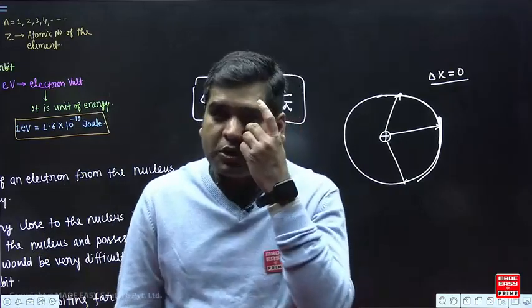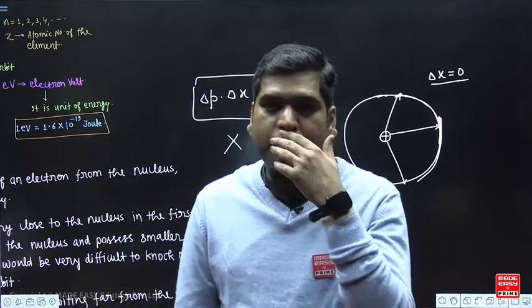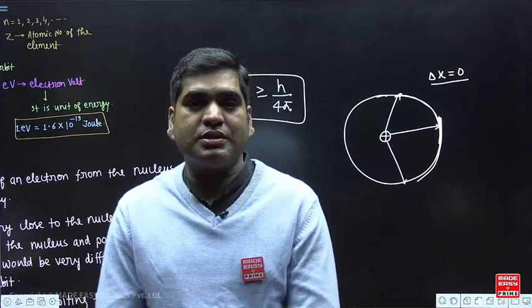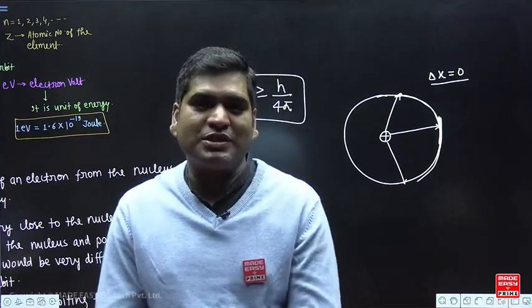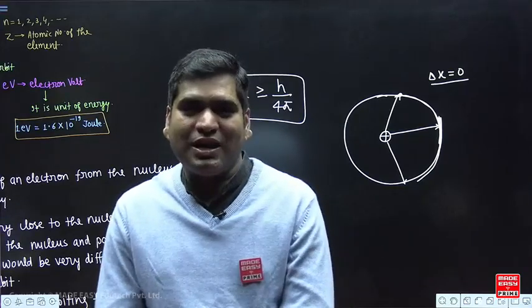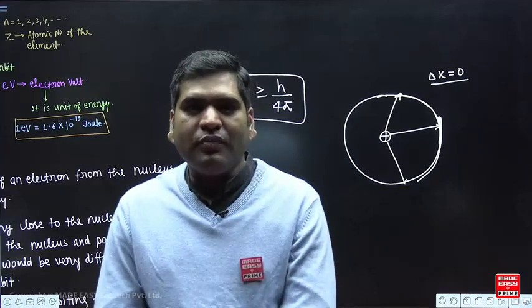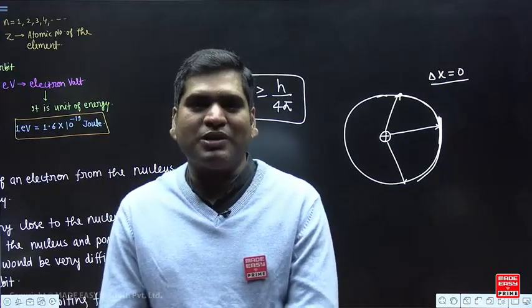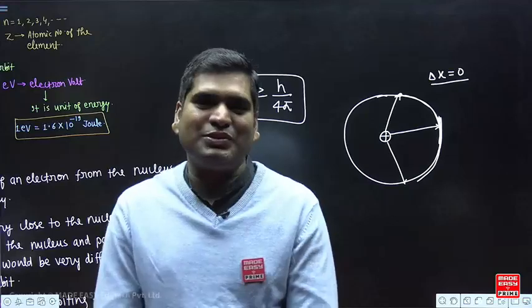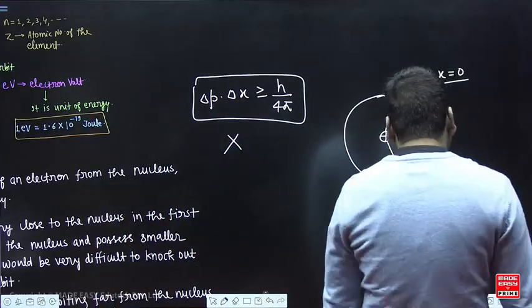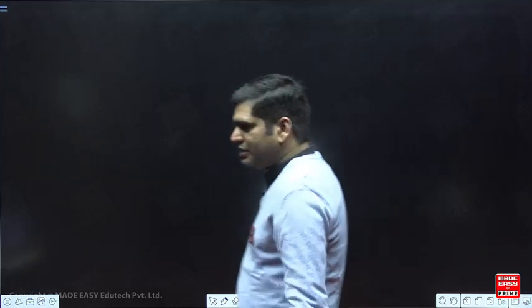How this problem was overcome, how the modern concept of atomic model came into the picture, that I would be discussing. But before that I would like to discuss one very important theory, and that is related with Planck's quantum theory. Once I discuss Planck's quantum theory, then I will enter into Heisenberg's uncertainty principle and the modern concept of atomic model. So the next heading is Planck's quantum theory.